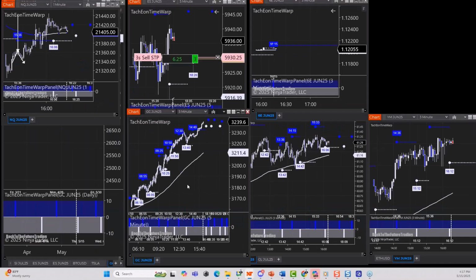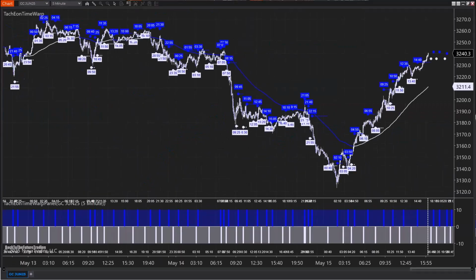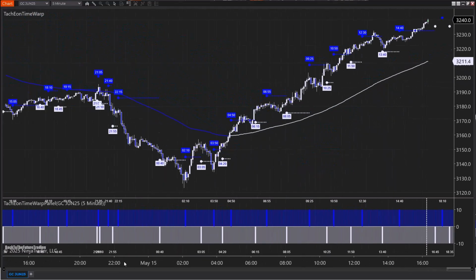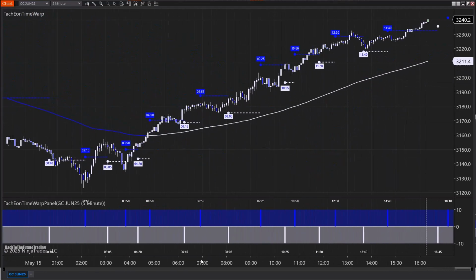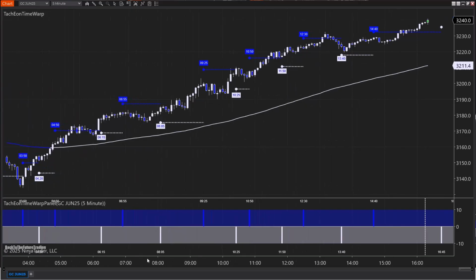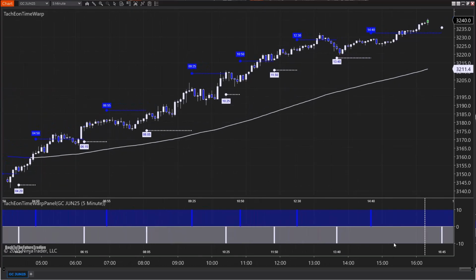Let's take a look at gold on a 5-minute chart. And gold is fun. Ever since Costco got involved, right? There's the Euro session, the Asian session, and the US session.